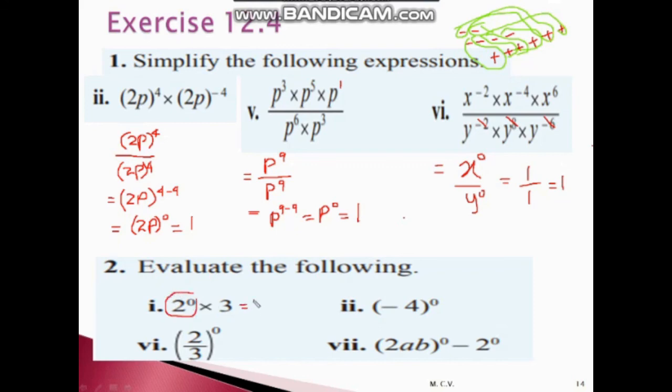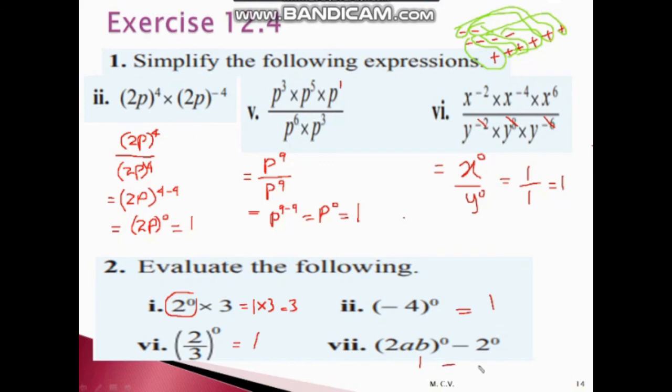Now look at the second question. Evaluate the following. 2 to the power 0, 0 index, answer is 1. 1 into 3, 3. Here the base is 2 over 3. The base is a fraction here, but whatever the base, if the index is 0, the answer is 1.